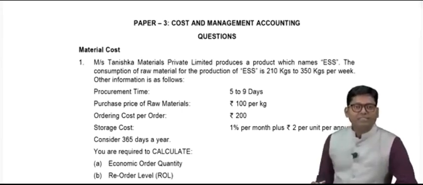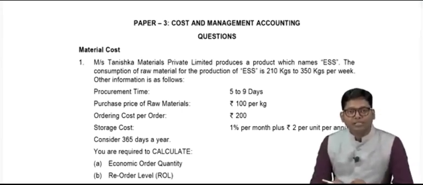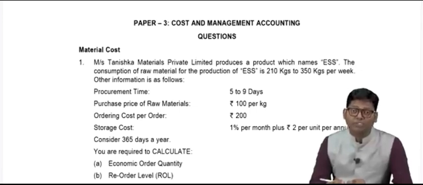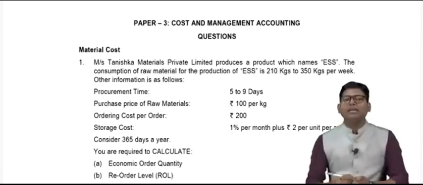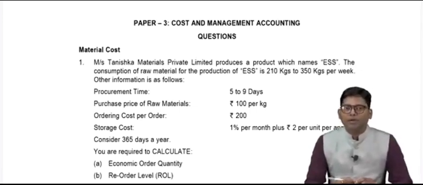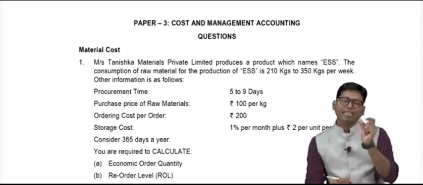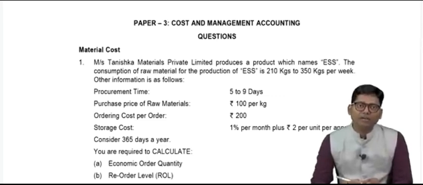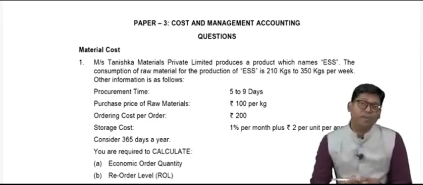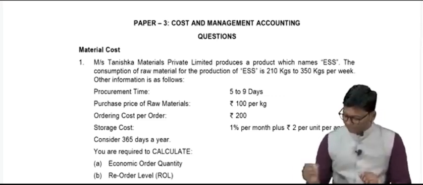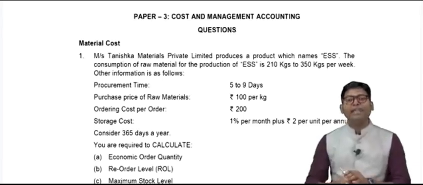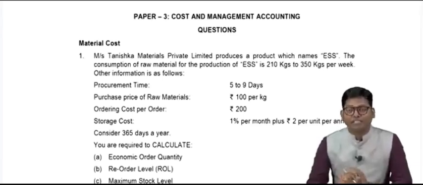Question number 1 says that Messrs Tanishka Materials Private Limited produces a product named ESS. ESS is the name of the final product which is produced by this particular company. The consumption of raw material for the production of ESS is given. That means for making ESS, the material consumed by the company is covered in this information: 210 kgs and 350 kgs per week.